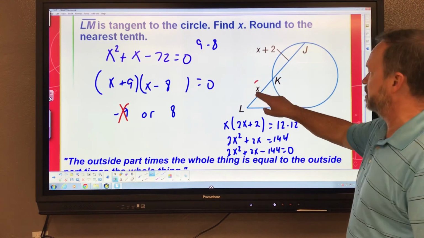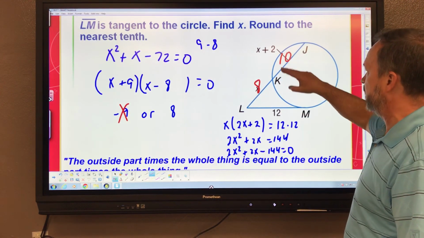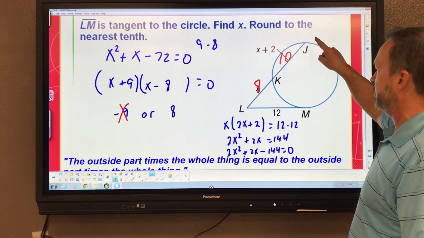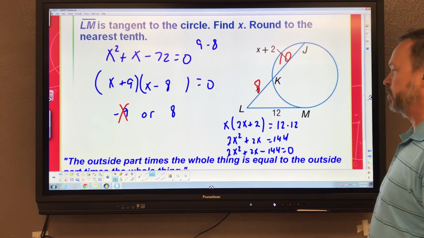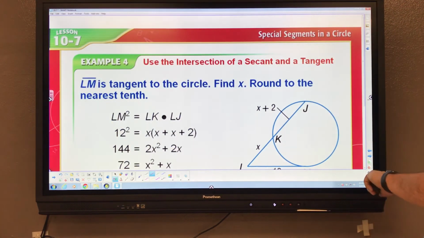So this is 8, and this is 10. So the whole thing is 18 times the outside piece equal to 144. You can check and see that it works. Nice.